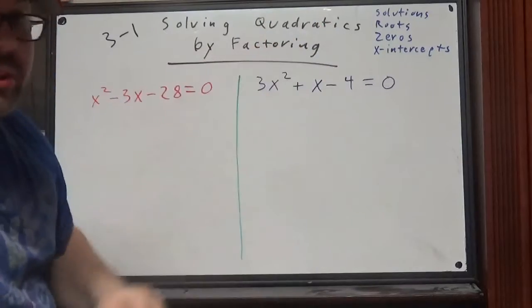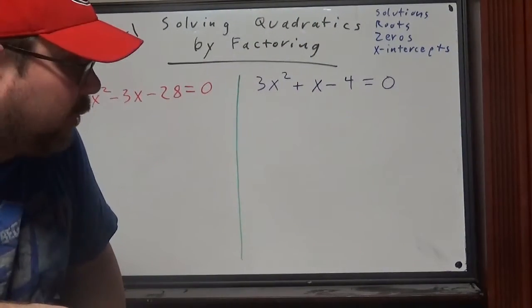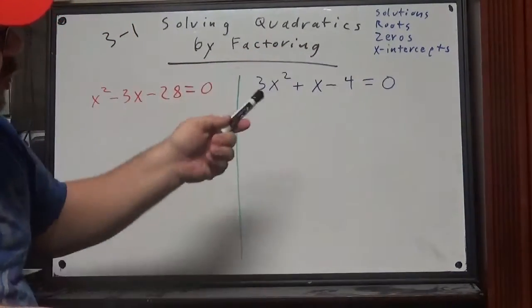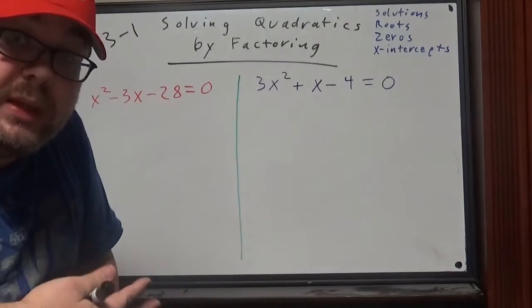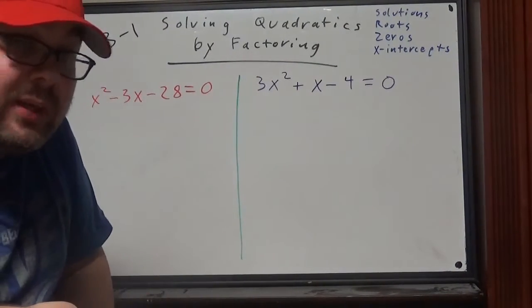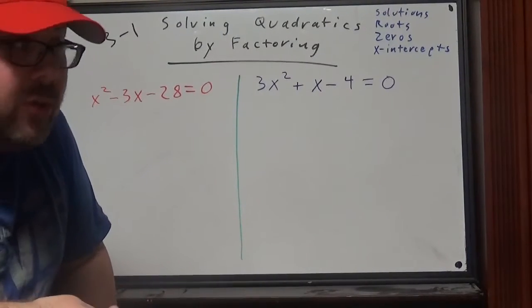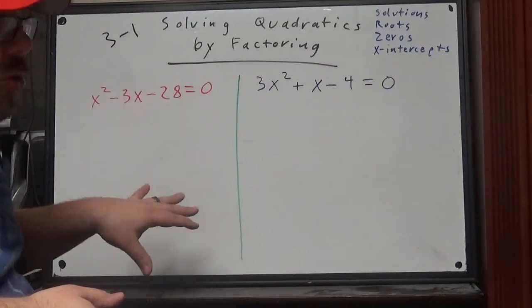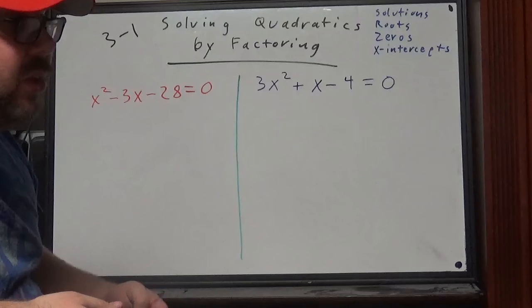I'm going to mention real quickly four terms that are synonyms when we're talking about quadratic equations: solutions, roots, zeros, and x-intercepts. The one that should stick out is x-intercept, because when you graph a quadratic equation, you can cross the x-axis either 0 times, 1 time, or 2 times.